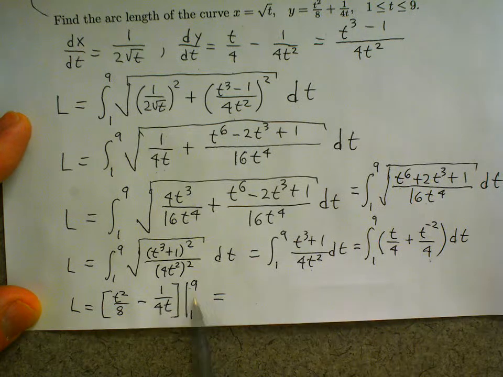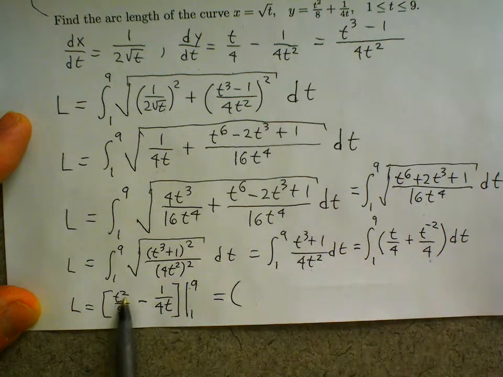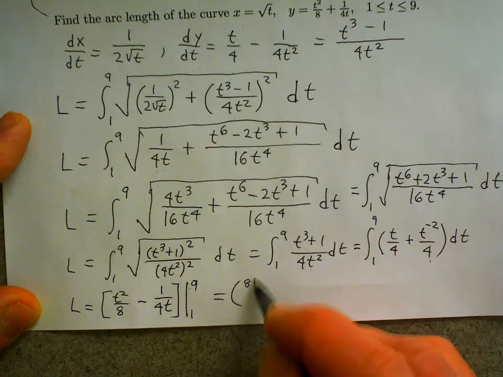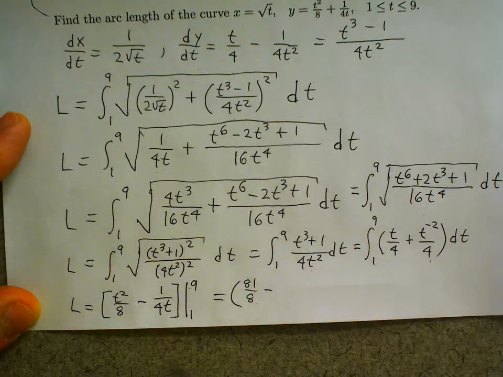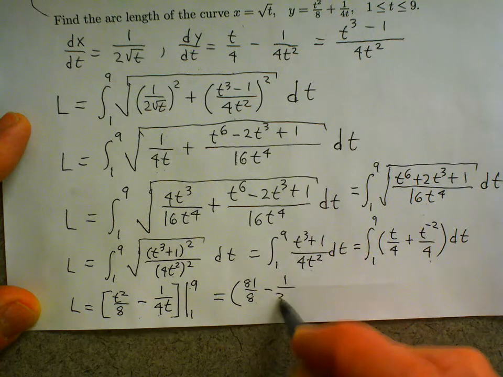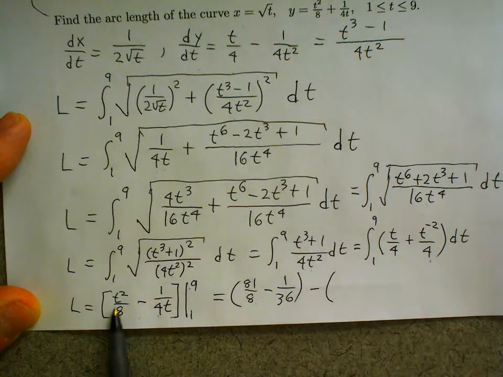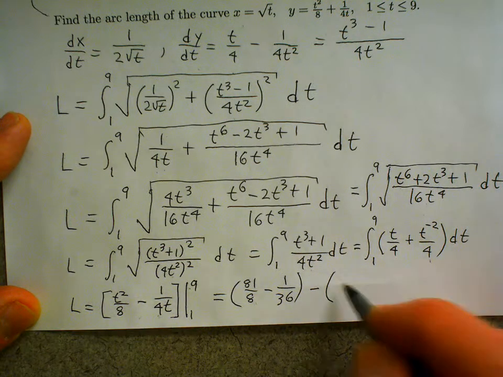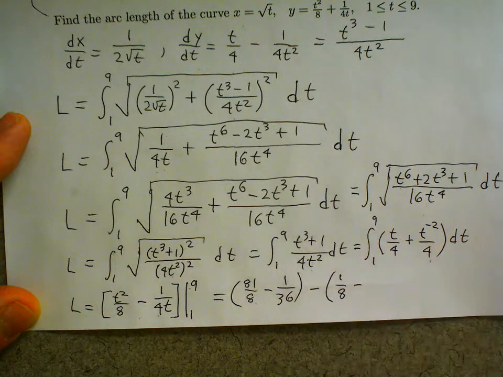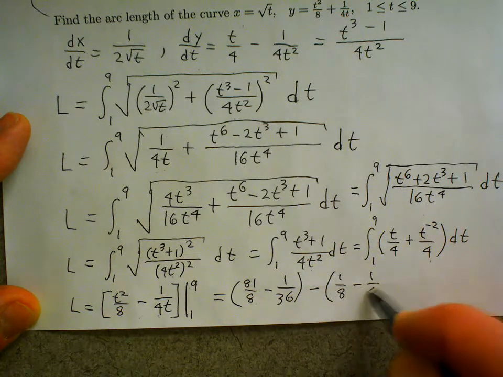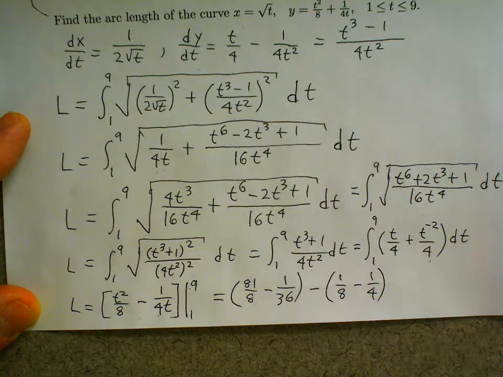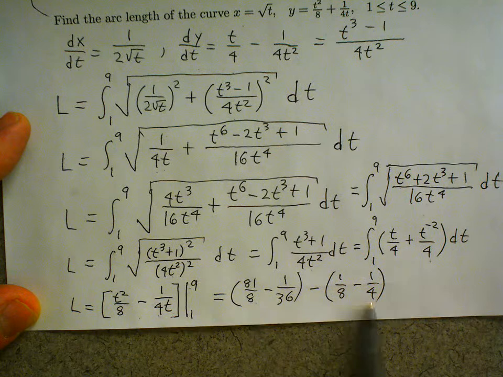So when t is 9, we get 9 to the second over 8, or 81/8. And then minus 1 over 4 times 9, or 1 over 36. And then from that, subtract 1 squared over 8, or 1/8, minus 1/4. Okay, I'll leave the rest of that for you to do. Just add and subtract the fractions.